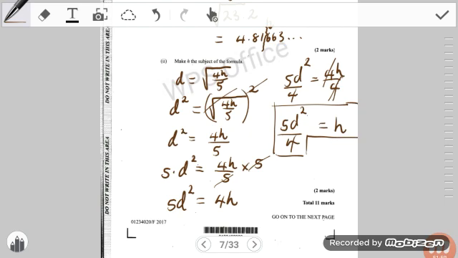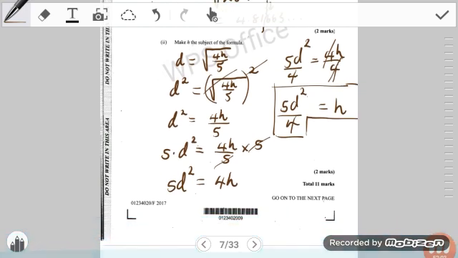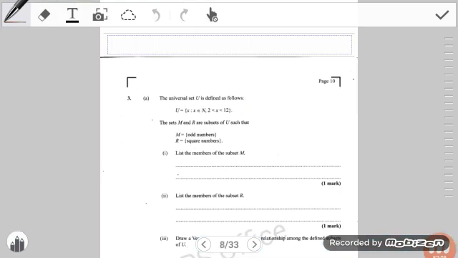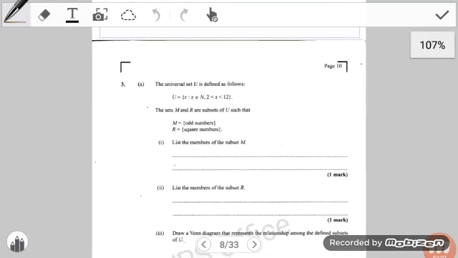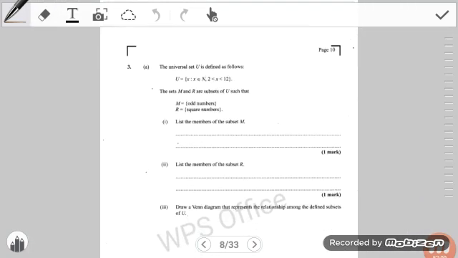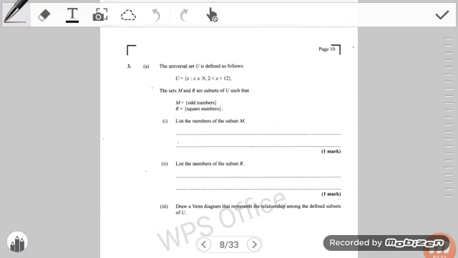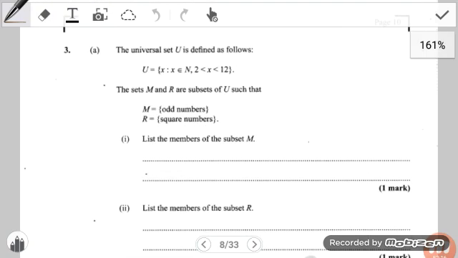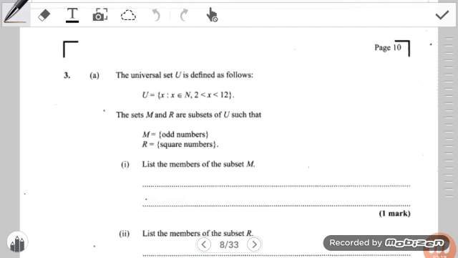We're at question 3. Guys, sets is no longer on the syllabus, but I'm still going to be working it regardless, because we don't know who may need some knowledge. We don't know who is watching the video and may need some knowledge on sets. So regardless of the fact that it's no longer on the syllabus, we're still going to be working it out anyways. So what we have here is that the universal set U is defined as follows.